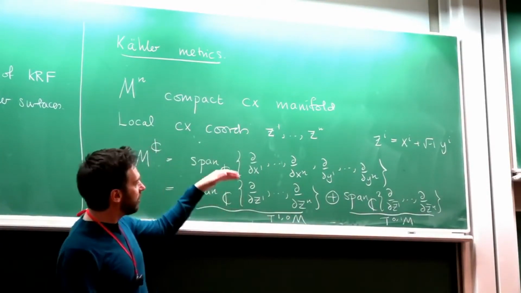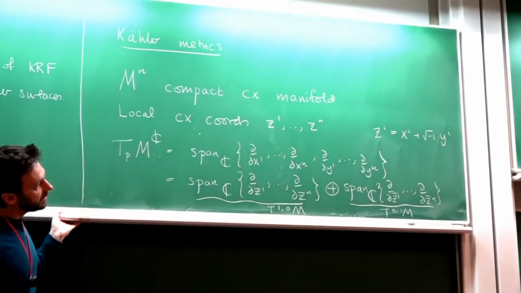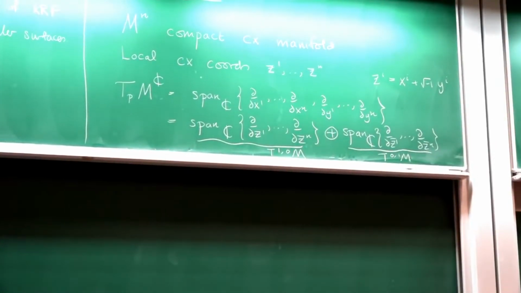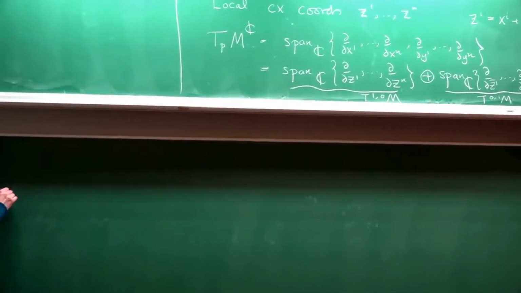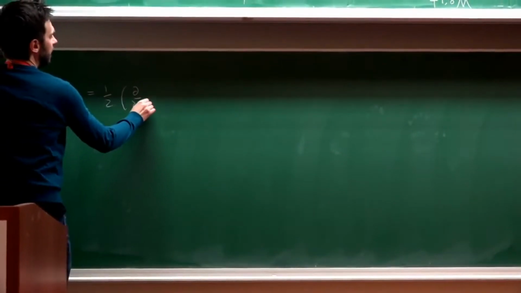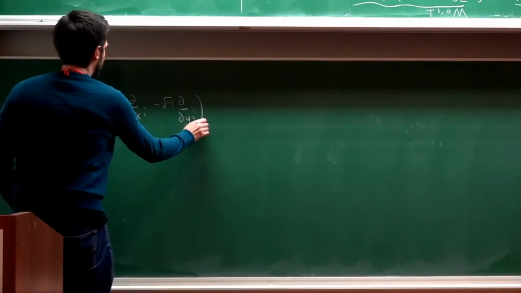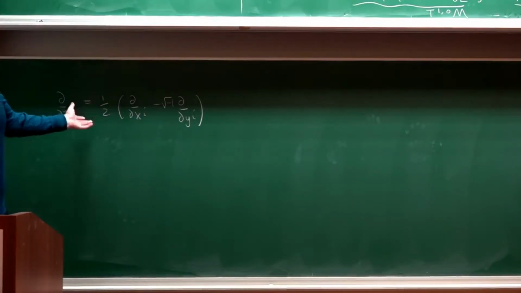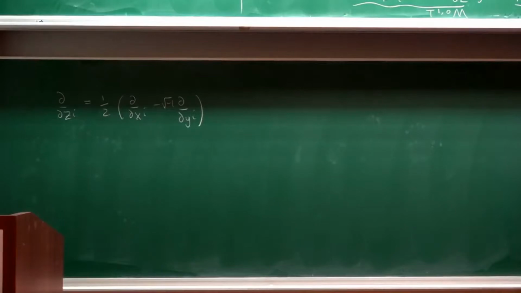This decomposition is independent of the choice of coordinates. I wrote everything in terms of these coordinates, but that decomposition is independent of the choice of coordinates. And what do I mean by this ∂/∂zi? When I write ∂/∂zi, I mean 1/2 of ∂/∂xi minus root minus 1 ∂/∂yi. And ∂/∂zi bar would be just the conjugate of that. So these are complex vectors.